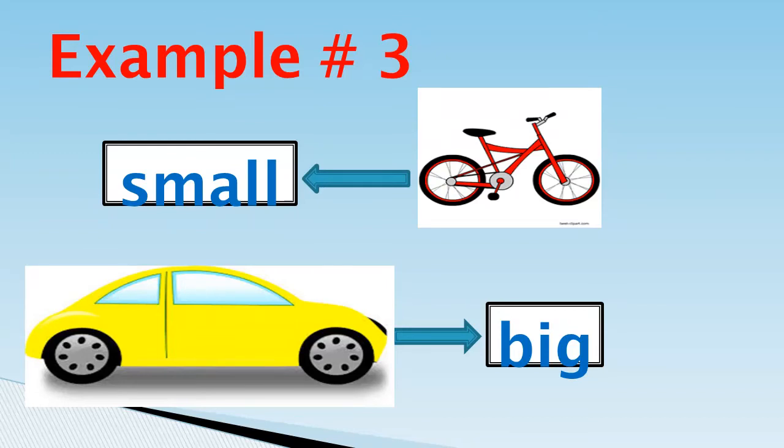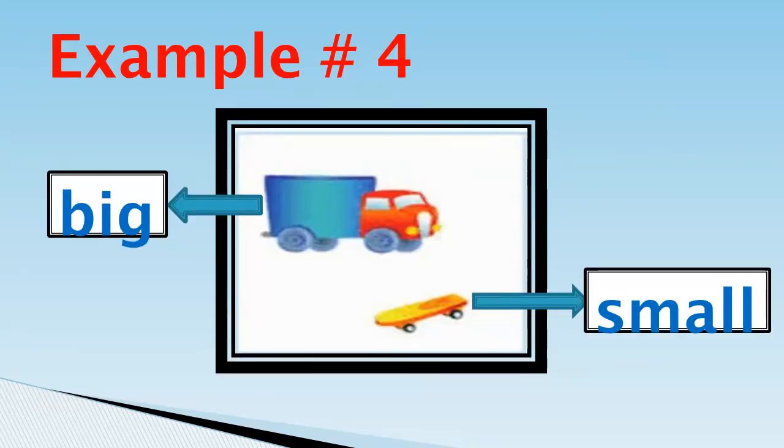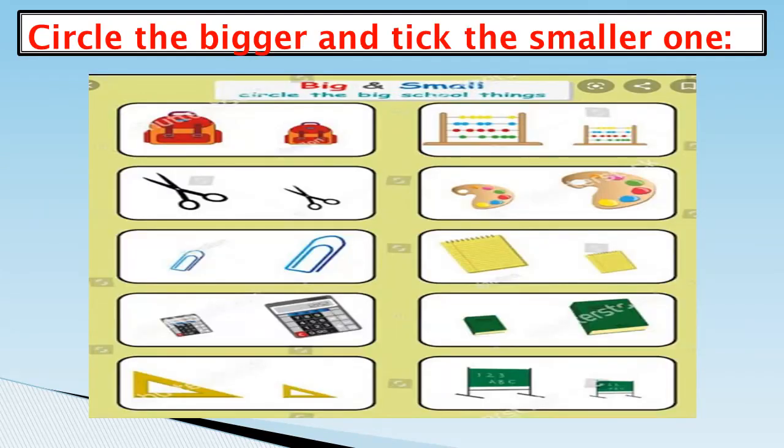In the next picture, here is a truck and a skateboard. Are they of the same size? No, they are of different sizes. Can you tell me which one is big and which one is small? Yes, the truck is big and the skateboard is small. Very good. Hope you understand.